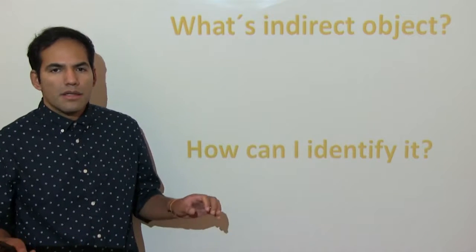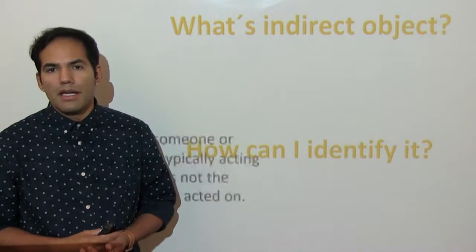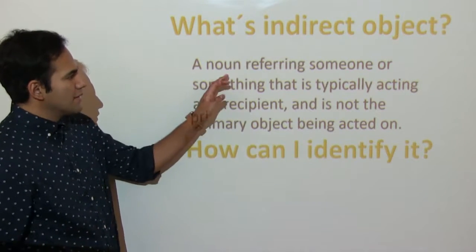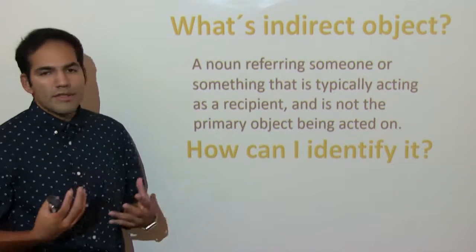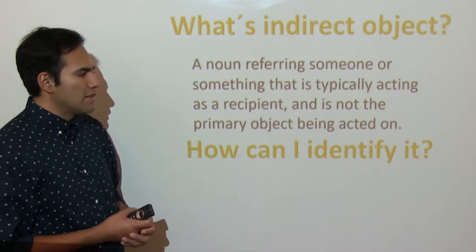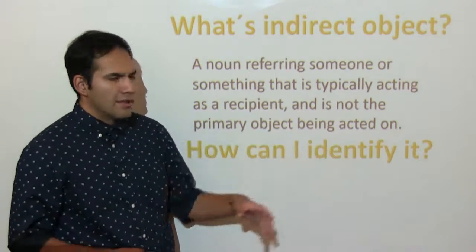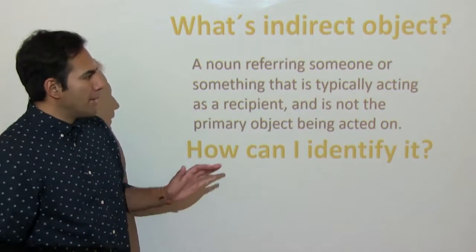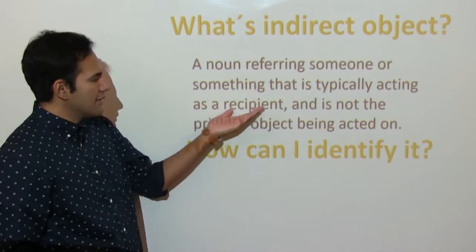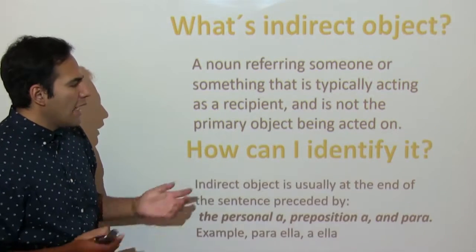object. So go back to those two questions, and we've learned about them in the previous video, but just as a recap, what's indirect object? So indirect object, it's a noun referring to someone or something that is typically acting as a recipient, and it's not the primary object being acted on. So as we know, the primary object being acted on is the direct object. But in this case, the indirect object, it's usually someone or something acting as the recipient of that object being acted on. And how can we identify it?